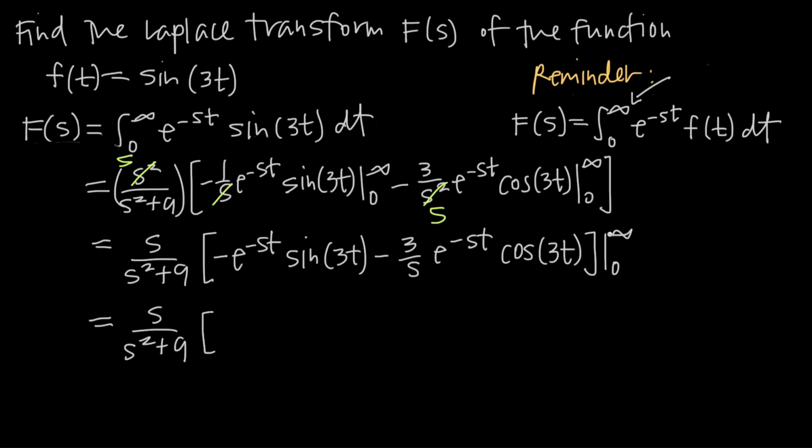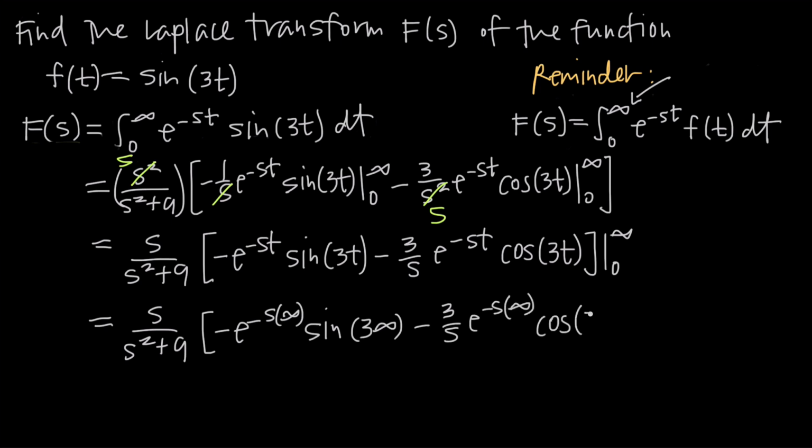We plug in our upper limit of integration first, which is going to be infinity. And remember, of course, what we're really doing here is pretending that this is, let's say, a constant b, and we're taking the limit as b goes to infinity. But essentially, you're just evaluating as t becomes very, very large. So we can think about this as negative e to the negative s times infinity times sine of 3 times infinity. And then we have minus 3s times e to the negative s times infinity times cosine of 3 times infinity. Then we're going to subtract whatever we get when we plug in 0.